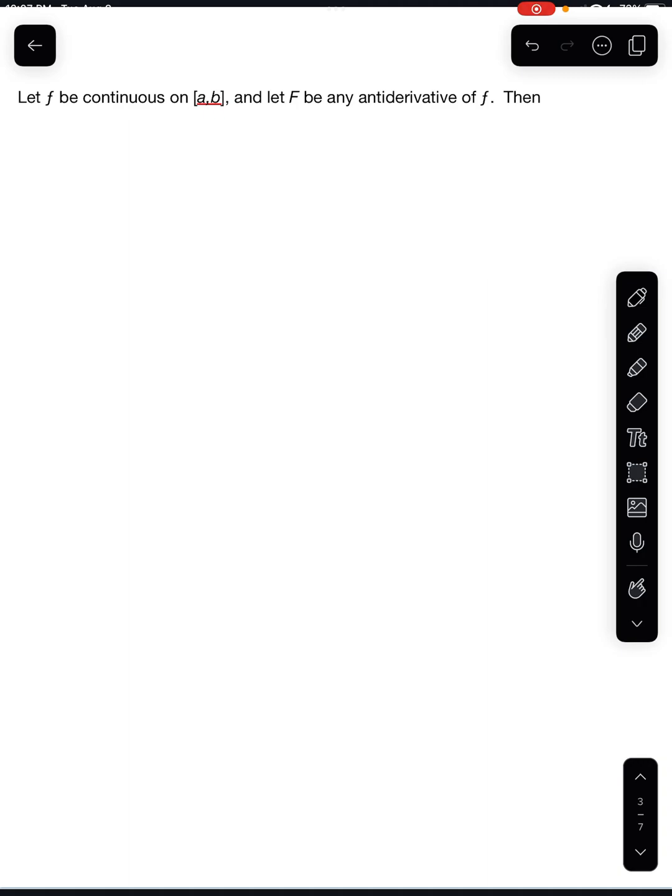So let's start with little f being continuous. Again, necessary for both differentiation and integration. Let little f be continuous on a to b. And we're going to let big F be any antiderivative, meaning we do not actually need to specify the constant of integration. All we need here is the idea that the indefinite integral of little f is going to give us big F plus some constant of integration.